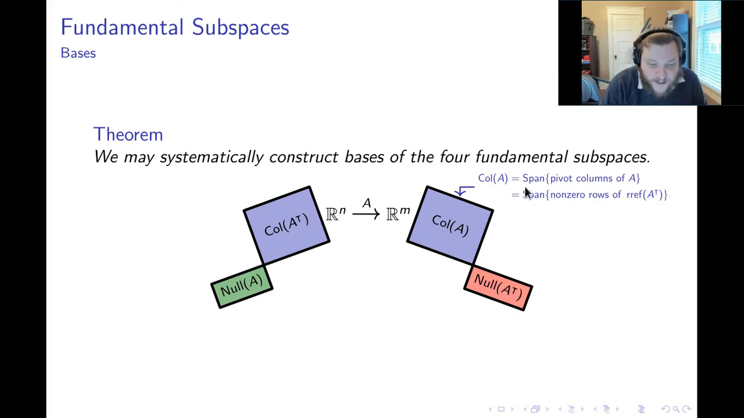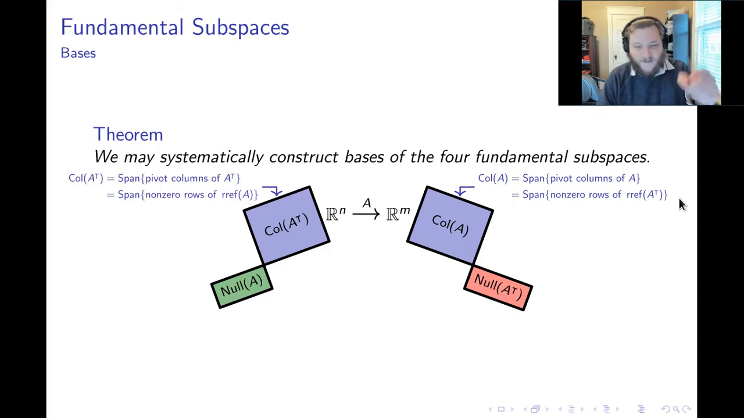This first line here is telling us that we could get a basis by looking at the pivot columns of our matrix. The second equality here is saying another way we could get a basis is by looking at the non-zero rows of the reduced row echelon form of the transpose of our matrix. Both of these will give valid bases for the column space of a matrix. Note that these will give different bases, but they're both valid.